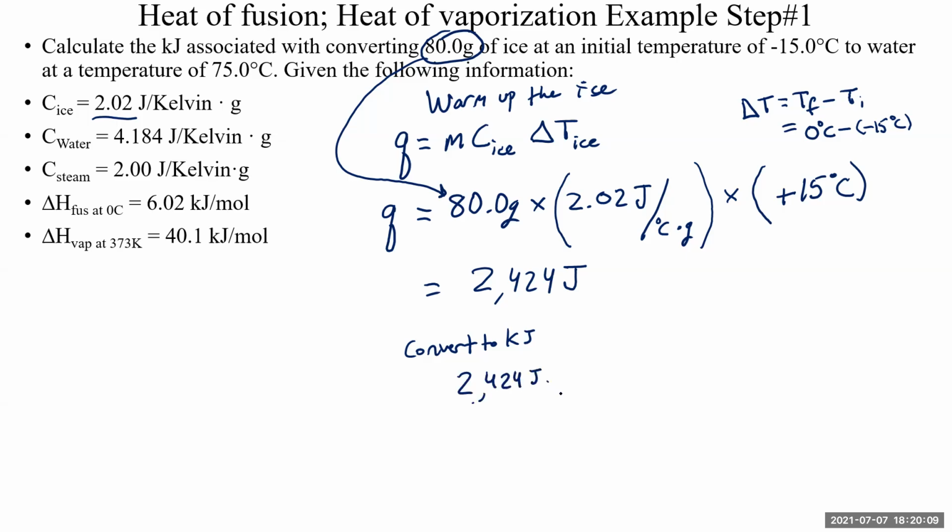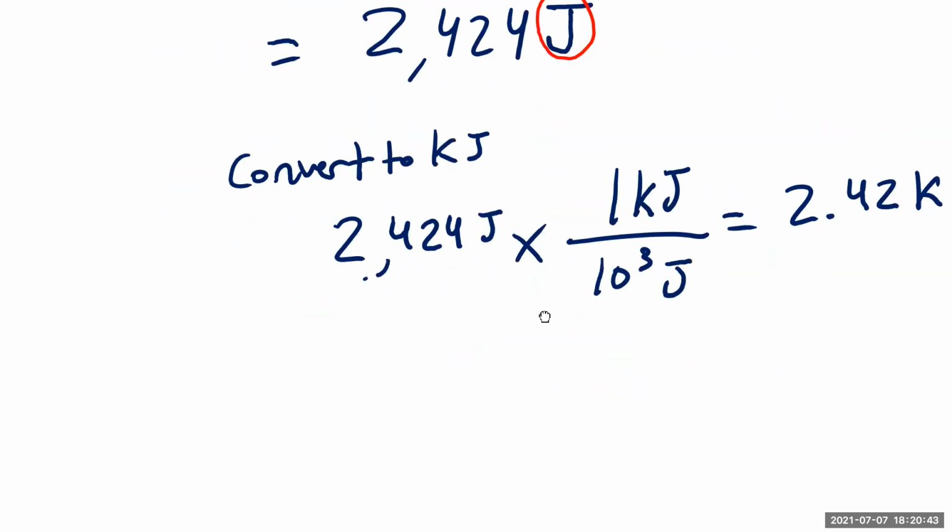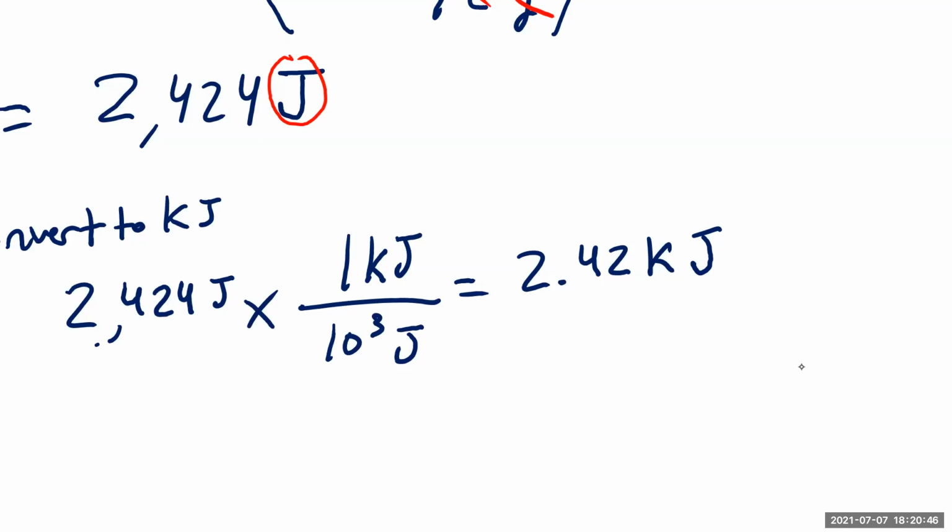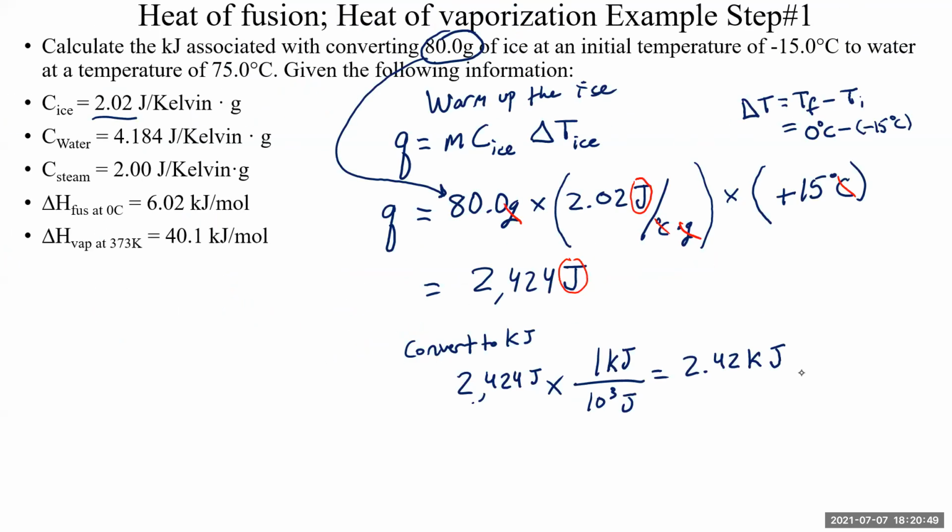2,424 joules. And again, hopefully you know how to convert metric units. 10 to the 3rd joules for every 1 kilojoule means the same thing no matter what unit you use, kilo versus base unit. And so that's just going to be 2.42 kilojoules. And that's it. All the other units have canceled out. Degrees Celsius canceled, grams canceled. So the only unit that was left was the joules, and then the joules we converted to kilojoules, again only because we want all the units to match step 2.